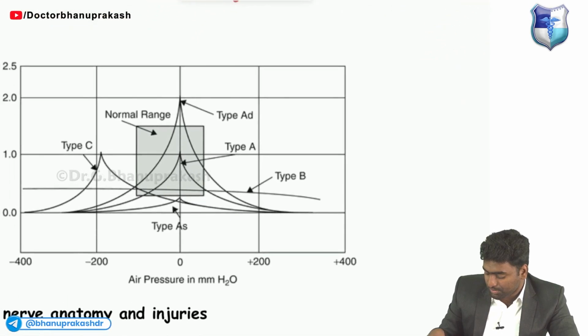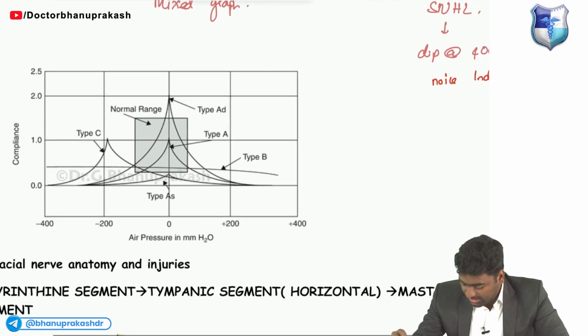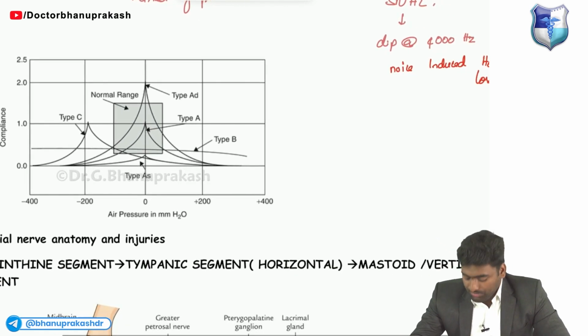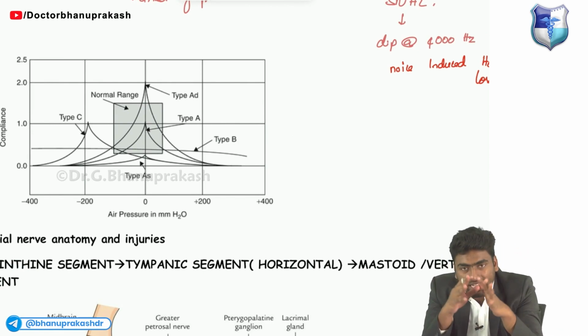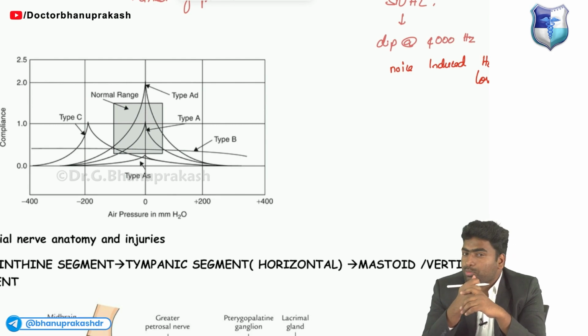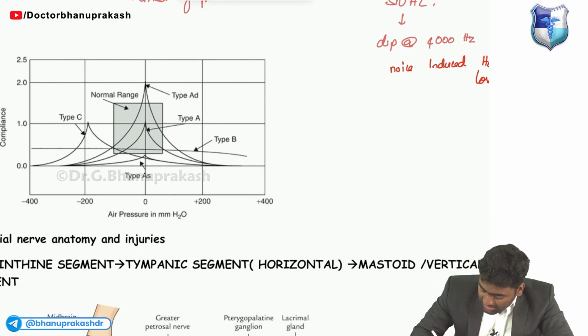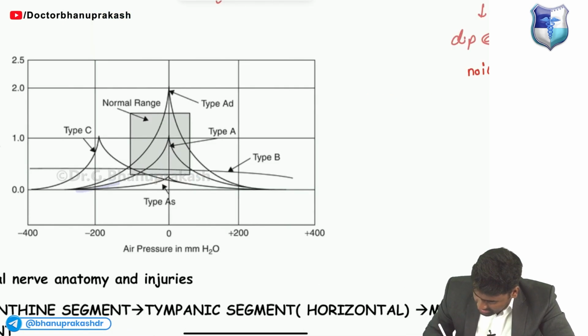Fine. Then we'll see the tympanometric findings. If you see this next graph, this is how the tympanogram looks. Here we see the mobility of the tympanic membrane. Based on this mobility, we will tell what the problem with the tympanic membrane is. The normal one is the A type of graph.